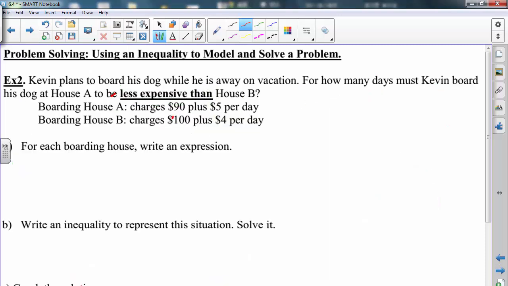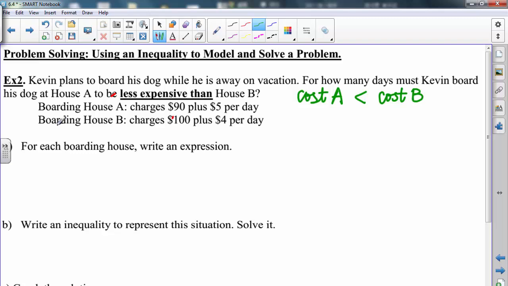Okay, right now let's apply the inequality to a real-life problem. So we need to use an inequality to model and solve a problem. Let's look at this example. Kevin plans to board his dog while he is away on a vacation. For how many days must Kevin board his dog in house A to be less expensive than house B? So we wanted the cost in house A less than the cost in house B.